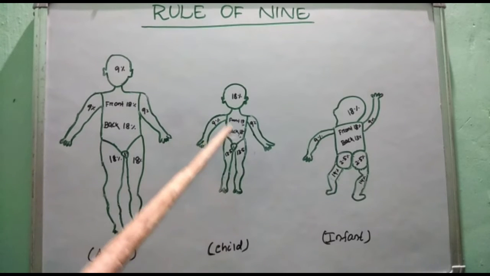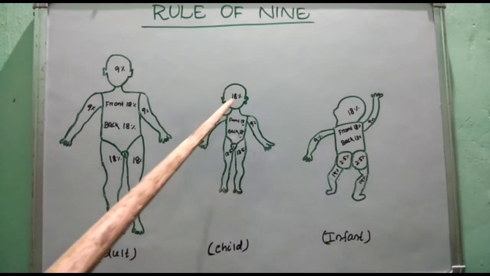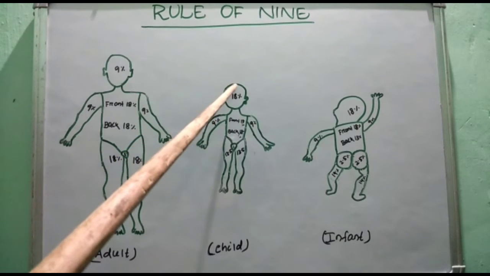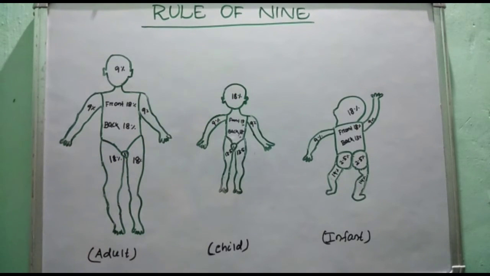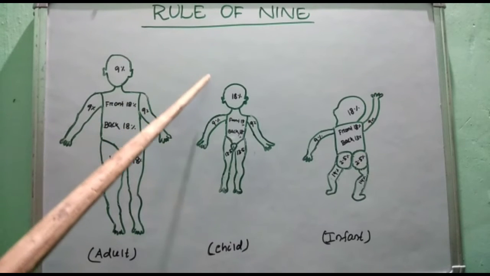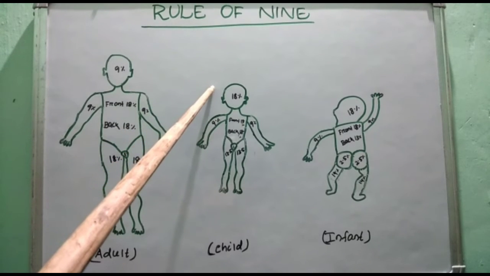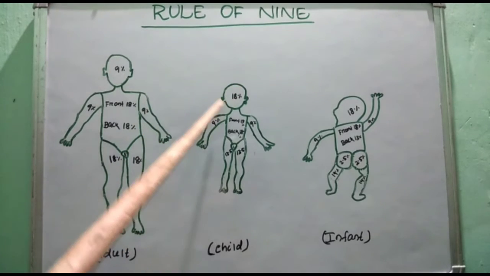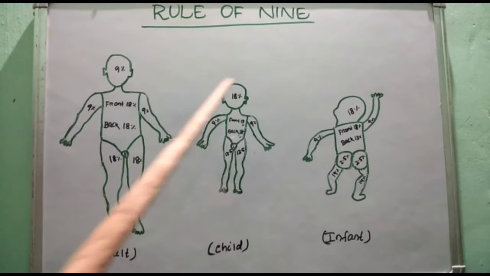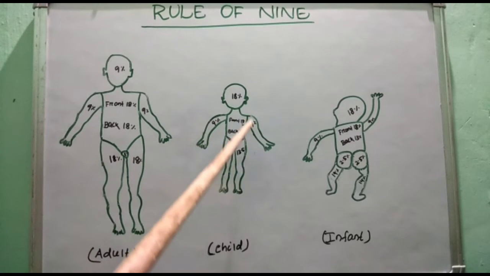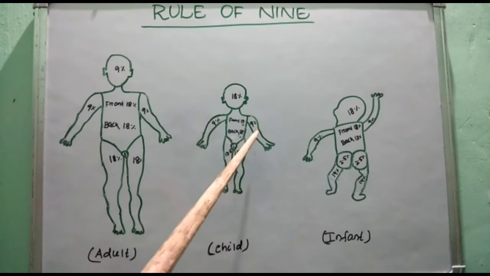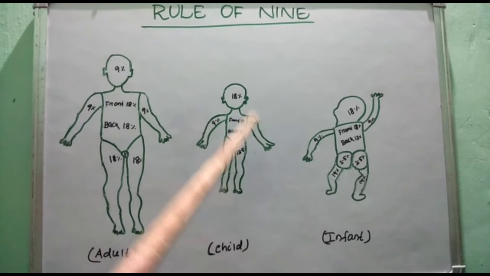Then we go for child. If whole head is bone, then it is 18%. If only the front part of the head is bone, it is 9%. If only the posterior part or back of the head is bone, it is 9%. Total is 18%. If total left hand is bone, it is 9%. If only the anterior part of the left hand is bone, it is 4.5%.